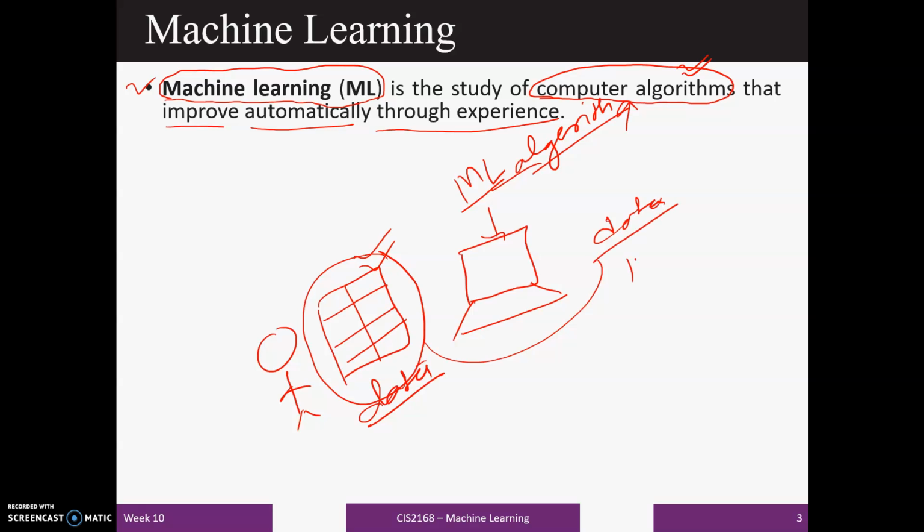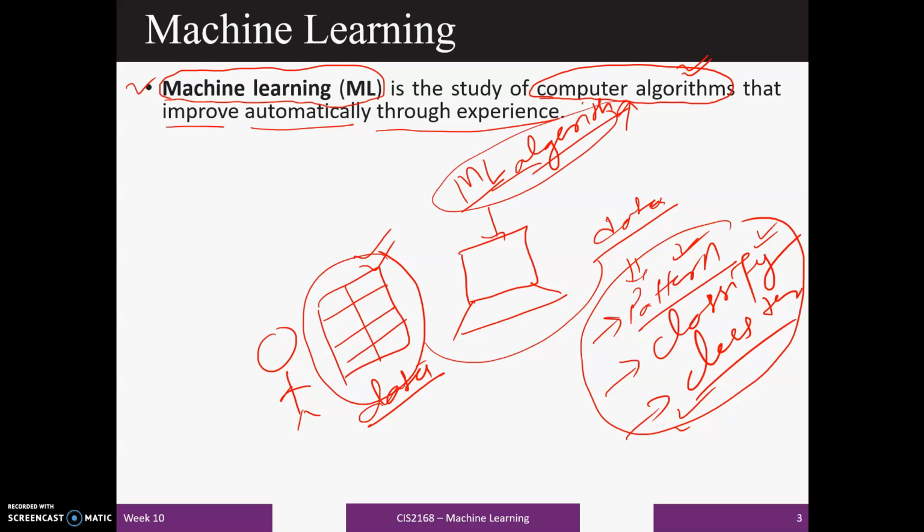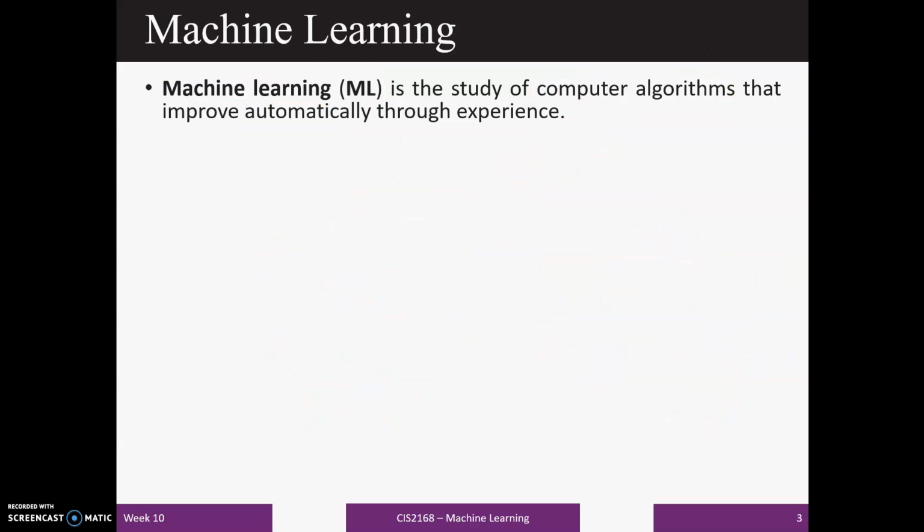This behavior, maybe you want to identify the pattern of the data, maybe you want to classify your data, you want to create clusters of the data. So how will you achieve all these three things, to get the pattern, classified data or clustered data? We are going to apply machine learning algorithms, and this machine learning algorithm will automatically analyze your data. So this is what machine learning means.